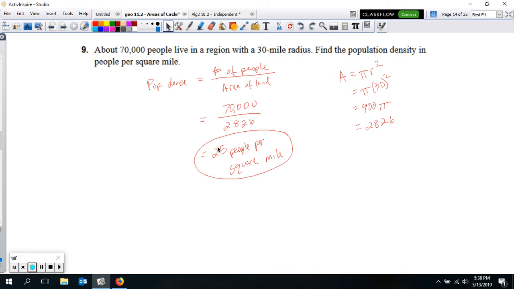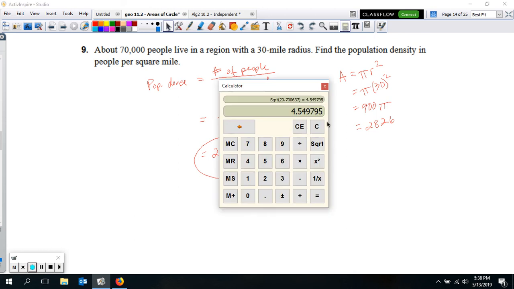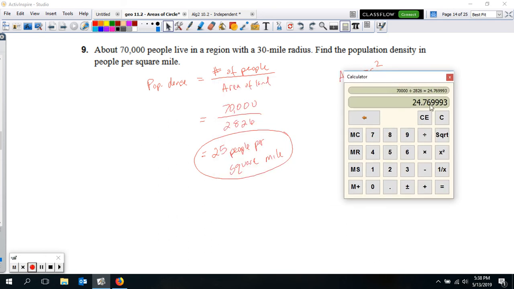Now you always want to go to a whole number here, because we're not going to talk about half of a person or part of a person. So we're always going to go to the nearest whole number on this one. So 25 people, because you can see if I did 70,000 divided by 2826, it's going to give us 24.7. We don't want to say 24.7 people. We're just going to round it up to 25. 25 people per square mile.